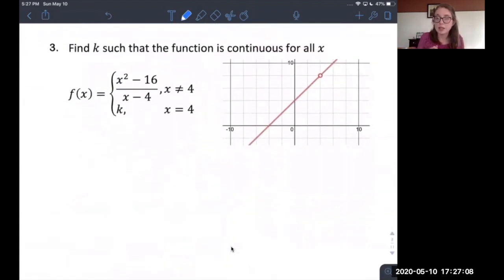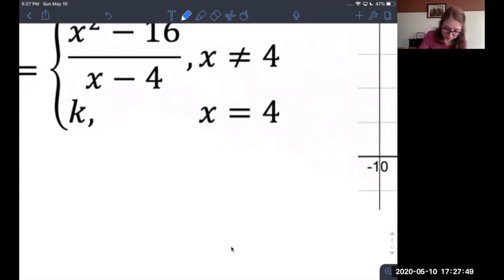This last problem is a similar version of that. We have this piecewise function, where the setup is one function everywhere except one value, and then another value at another place. So for the top line, x squared minus 16 over x minus 4, the reason that this is defined everywhere except x equals 4 is that this is one of those rational functions that does simplify. I have a graph of it for your information, and there's that hole at x equals 4. So what we're saying is we want to make this function continuous, so we need to pick a y value for k that is going to plug that hole.